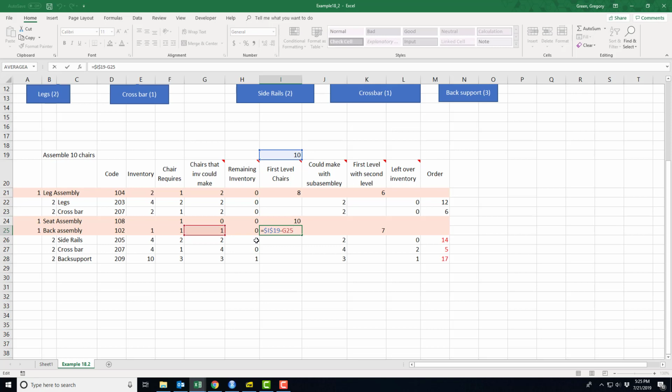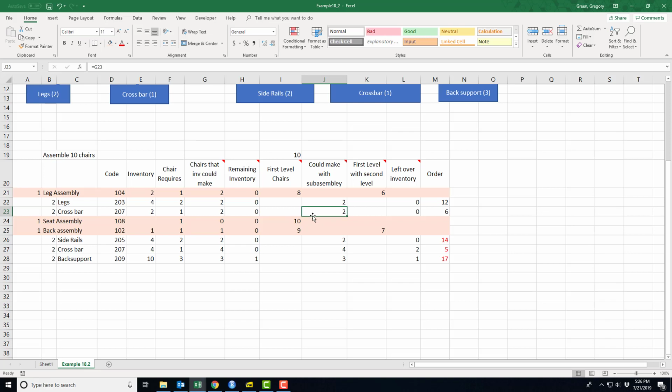All right, now down here, I had an inventory that allows me to construct 1 back assembly. So I can reduce the number of chairs I need to make with my back assembly by 10 minus that 1. Well, now the next question I had was, okay, how many could I reduce that first level anymore by using my second level inventory? All right, my second level inventory, as we calculated earlier, can make, in the leg assembly portion, 2 more chairs. And here's what I mean by when I said I fudged earlier.